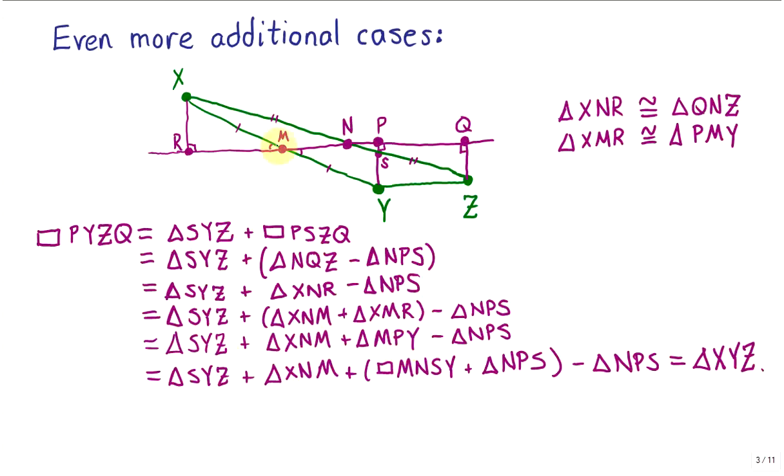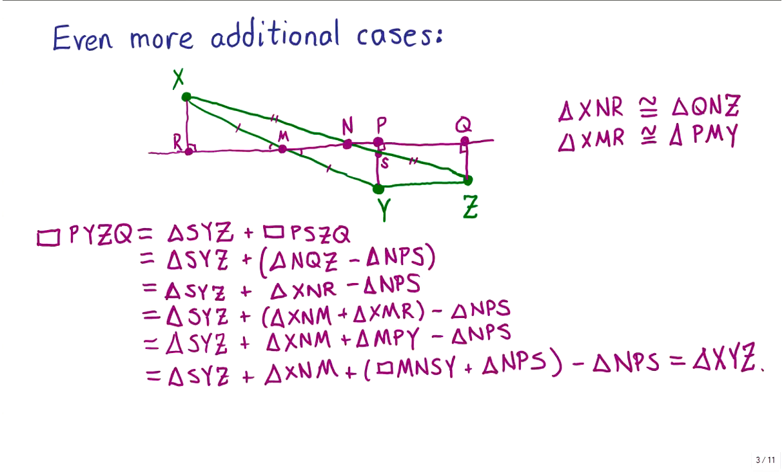Now, the triangle MPY can be written as the union of two regions, the quadrilateral MNSY and the triangle NPS. And that leads us to this equivalence by dissection. But we've both added and subtracted the triangle NPS, so those two will cancel out.